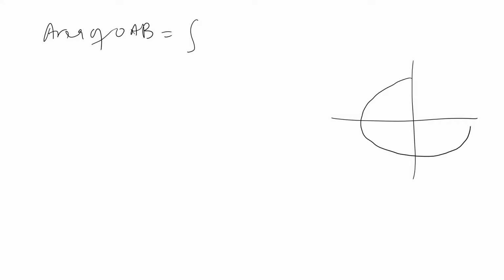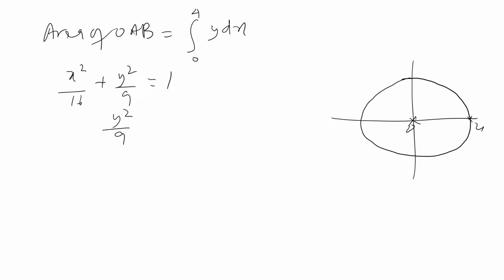Area of OAB is equal to integral. We know that the ellipse is like this. And if you take integral y dx, you have to take from 0 to 4. So 0 to 4 y dx. Now the next question is, what is y? So from the equation of ellipse x square by 16 plus y square by 9 equal to 1, we can find the expression for y.